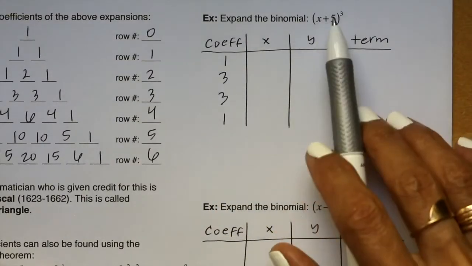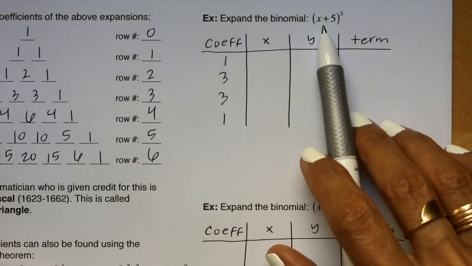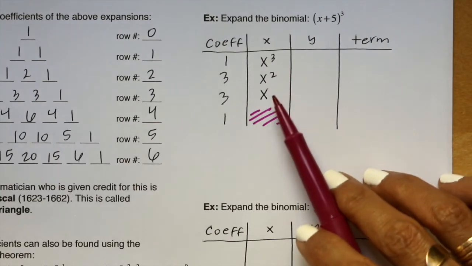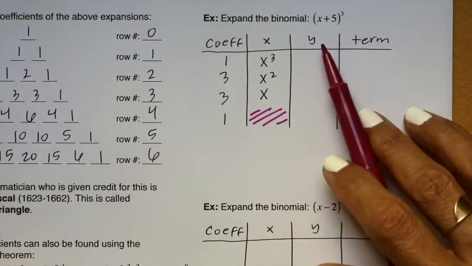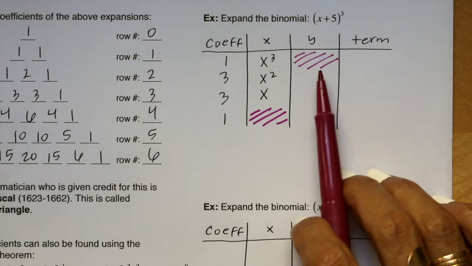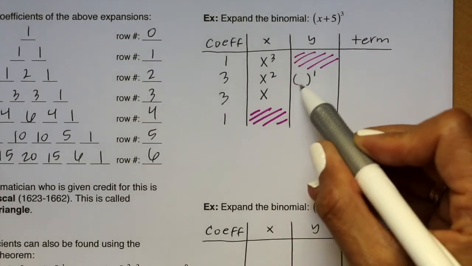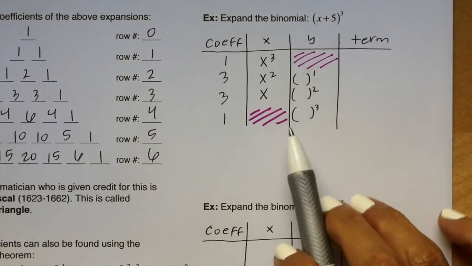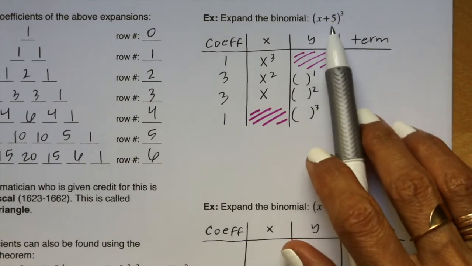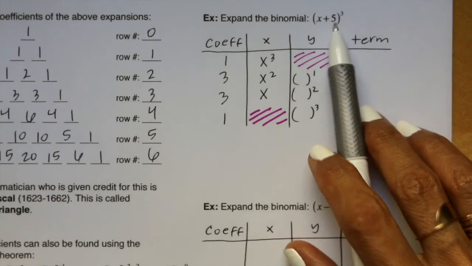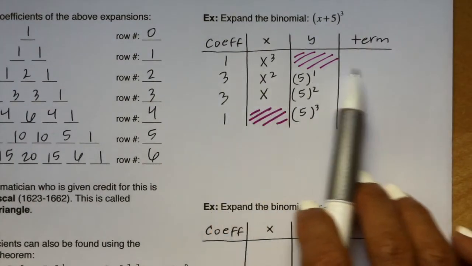For the next column, since we have just x, we're going to start x to the third, x to the second, x to the 1, and then no x. The y's are going to do the opposite. There's no y, and then in theory it would be y to the 1, y to the 2, and then y to the 3. But instead of a y, we're replacing it with a positive 5. And this last column is so that we can multiply across.